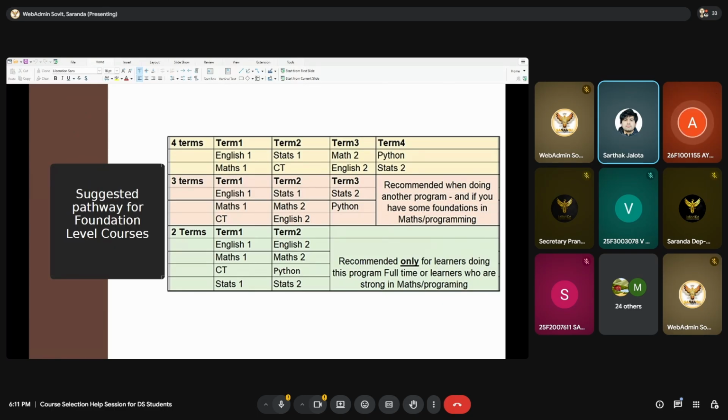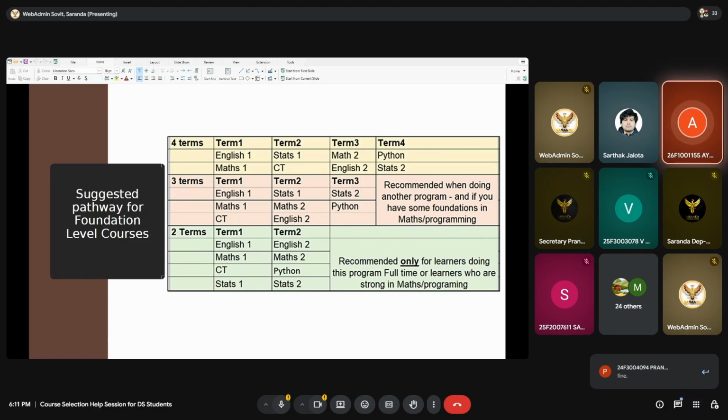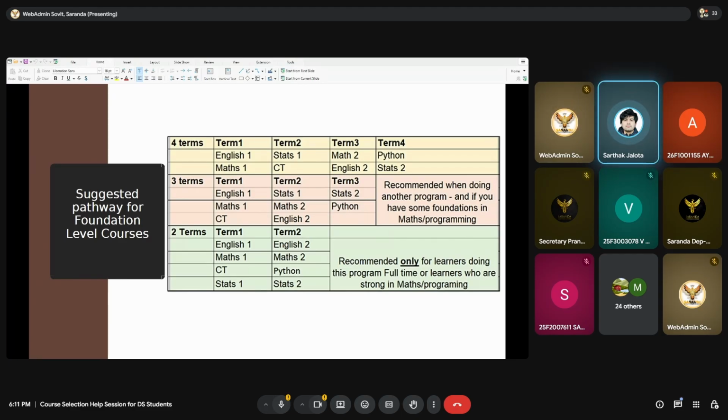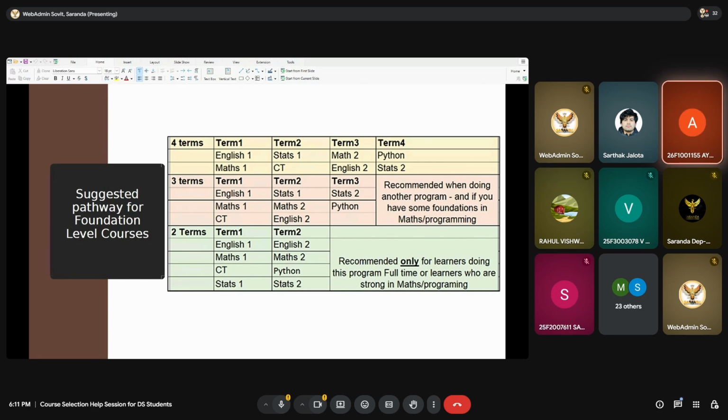I am doing a dual degree, should I take the 3 term path? In the first term I took the 3 term path. Okay, what subjects have you done already? Maths 1, Stats 1, and CT. Okay, so you're doing BTech, right? Yes. Okay, you can take the three-term path, but mind you that Maths 2 and Stats 2 are a little bit challenging.